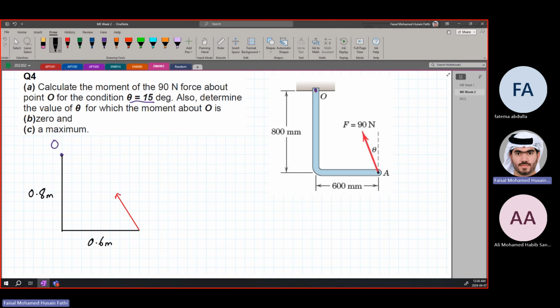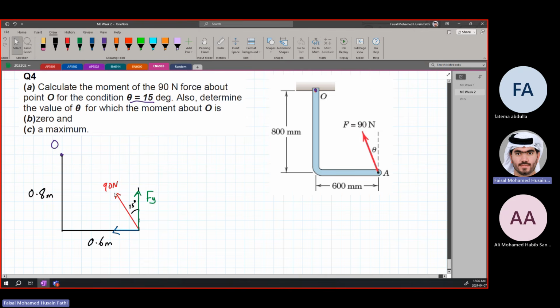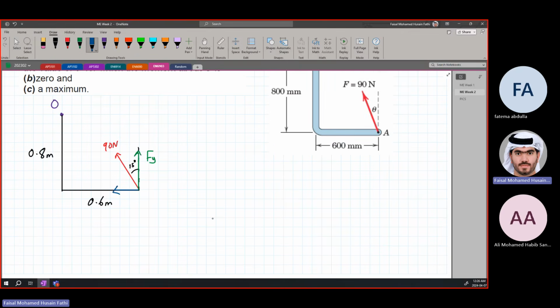And for part A, we know that this is 15 degrees. The force is 90 newtons. We just break it into components directly. Then we have the Fy, sorry, and then Fx direction. The direction arrows will depend on the arrow of the original force, so these arrows have to match where the arrow of this force is. And this is Fx. We can find Fy and Fx directly.